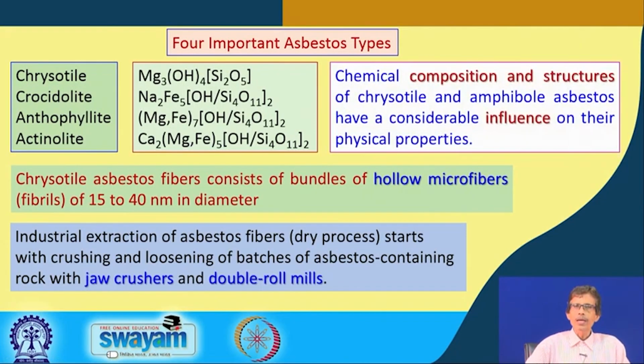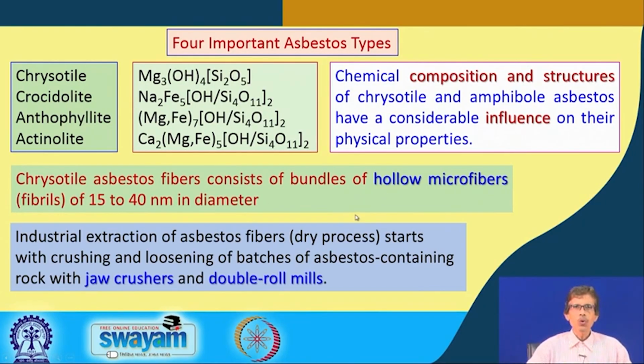So when we find this chemical composition, we will always think or talk about the different structures, and the structures of these materials are of different types. So chrysotile and amphibole asbestos have a considerable influence on their physical properties. So the composition and the structure will tell us that it can have different physical properties as well, such that a different structure can modify its characteristics or physical behavior. So chrysotile asbestos fibers consist of bundles of hollow microfibers.